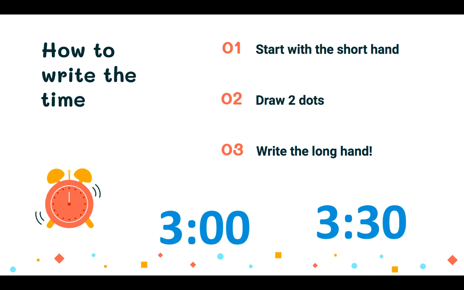Now, how do we write the time? Okay, so you always start with the short hand. So we write 3. Then you draw 2 dots like this, and then you write the long hand. So if it's on 12, you would write 0, 0. If it's half past or 30, you would write 3, 0. Remember, o'clock, you would write 0, 0. So this is 3 o'clock, and this one is 3:30, if the long hand is on 6.